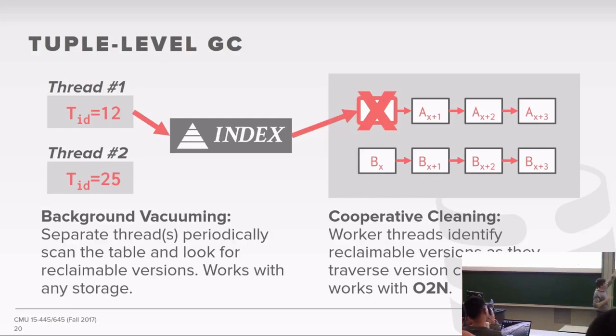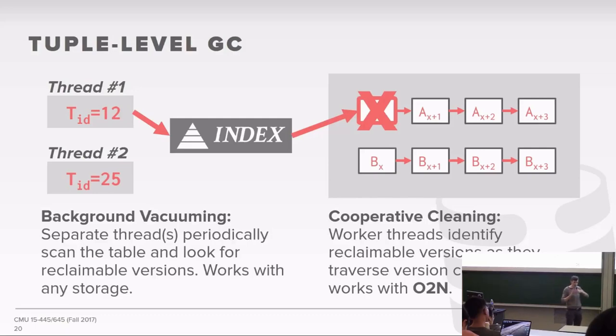Correct, yeah, because when you land through the index, you'd always land in the newest version. You would never make it and find the oldest version. An additional problem you have under cooperative cleaning is that if you have tuples that nobody ever reads again, then the threads are never going to come across them.